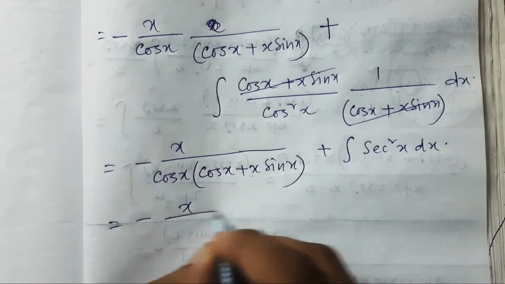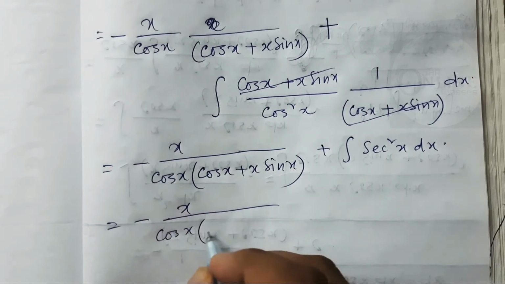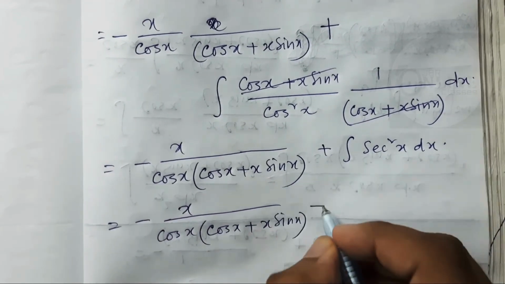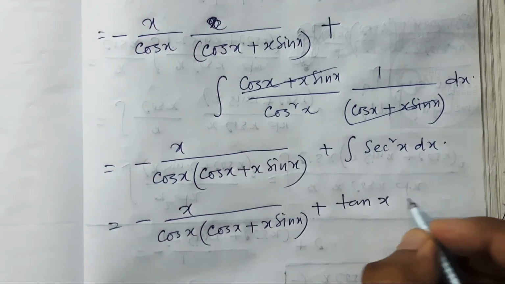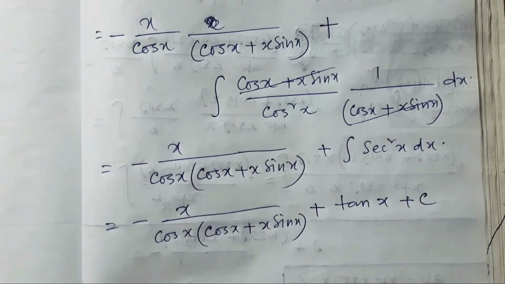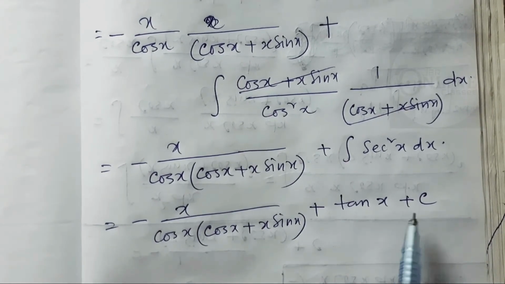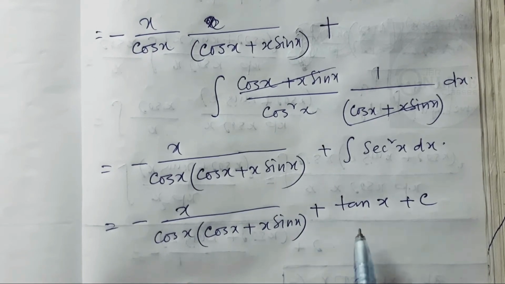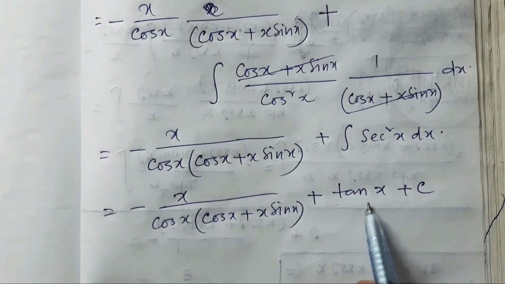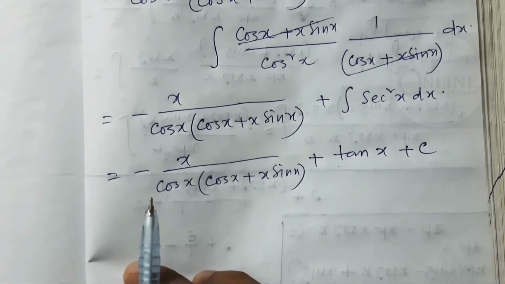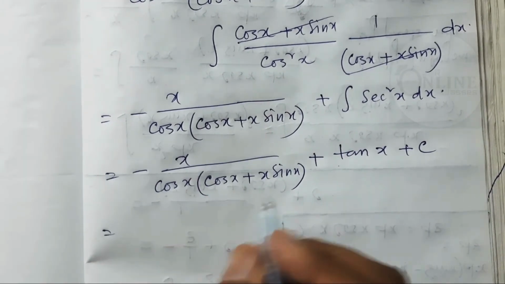So minus x cos x by cos x plus x sin x plus tan x plus c. C is the integration constant because this is an indefinite integral, isn't it? So now this is actually done. So you can further simplify it by writing this tan as sine by cos and then do the LCM. It will be a more simplified version of this answer.